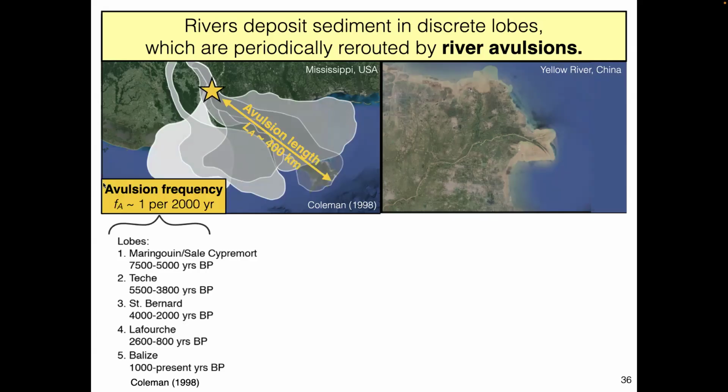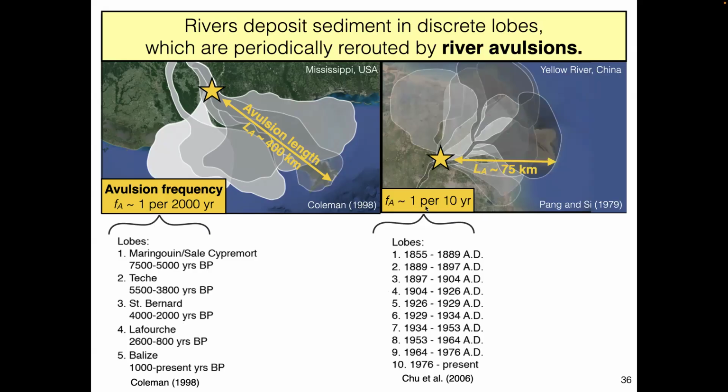There's a few things we can notice about these river avulsions. The first one is that they tend to have this characteristic length scale. The location shown by the star tends to be at a relatively constant distance from the ocean. We call this the avulsion length, or L sub A. And then they also tend to have a characteristic frequency. Avulsions here tend to occur on a sort of clock, in this case once per 2,000 years. We see similar patterns when we look to other deltas like the Yellow, but they can manifest at different scales. In this case, the avulsion frequency is more like once per decade, and the avulsion location is much shorter, about 75 kilometers.